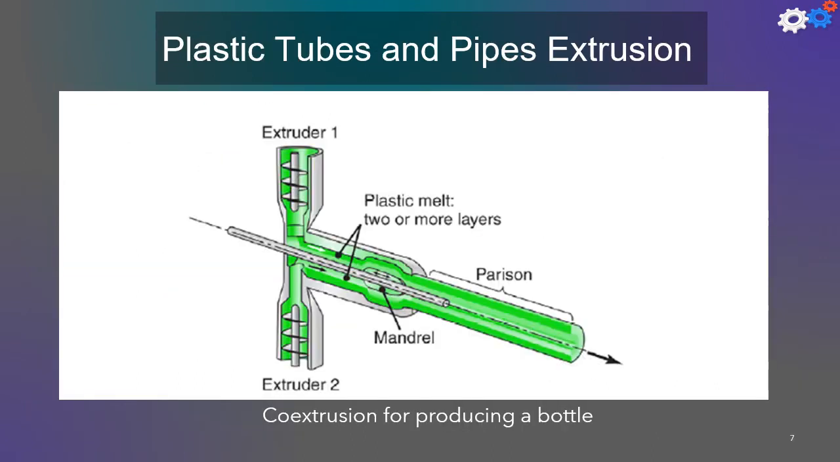Co-extrusion is used for producing a parison, equipped with a mandrel that blows air. The parison created is then used in another operation known as blow molding to produce barrels.